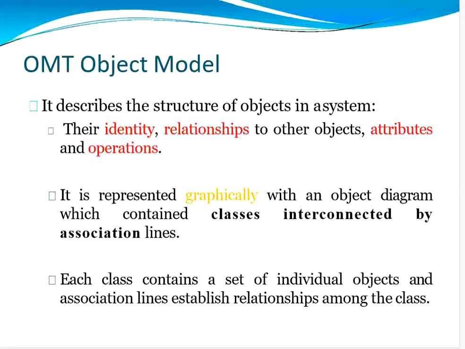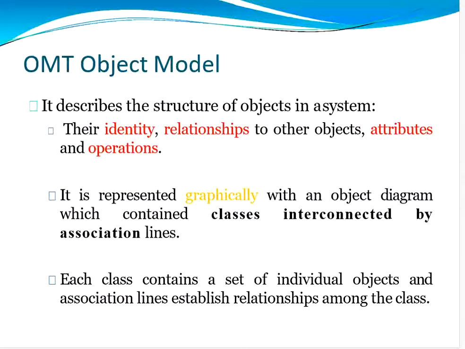First of all, see the first OMT model, that is the object model. As I said, this model describes the structure of the objects in a system. In the structure it describes their identity, relationship to other objects, attributes and operations. Again, this object model depicts the primary view of how the real world in which a system interacts is divided, and the overall decomposition of the system. This model is generally represented graphically with the object diagram.